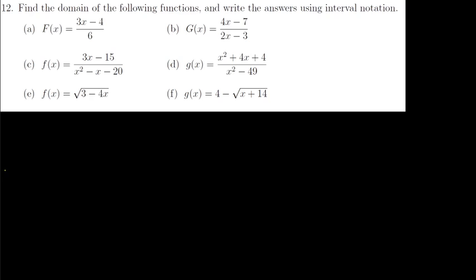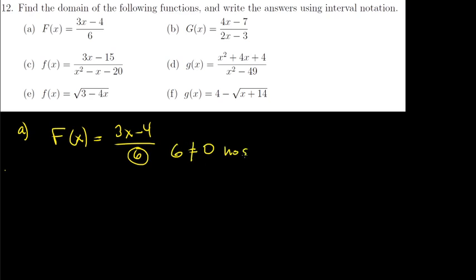Okay, so finding domain, we remember how to do that, right? Given the function f of x, it's capital F here, is equal to 3x minus 4 over 6. Remember, when you're dealing with fractions, you just take the denominator, set it equal to 0, and solve for x. Well, 6 does not equal 0, so this equation has no solution.